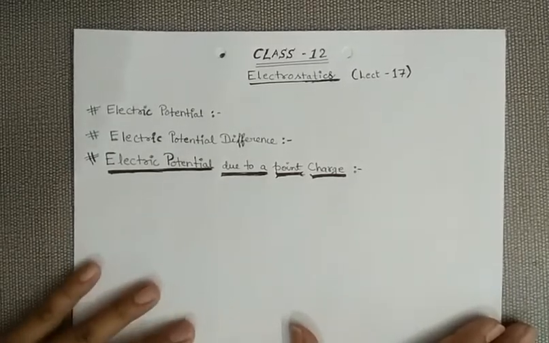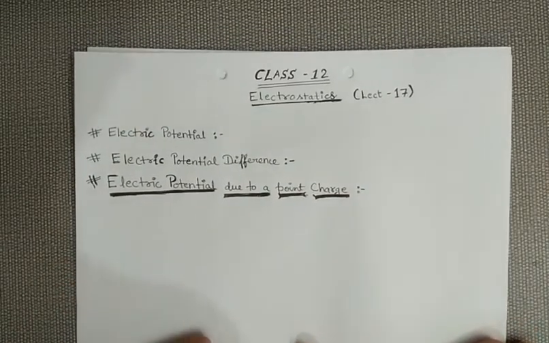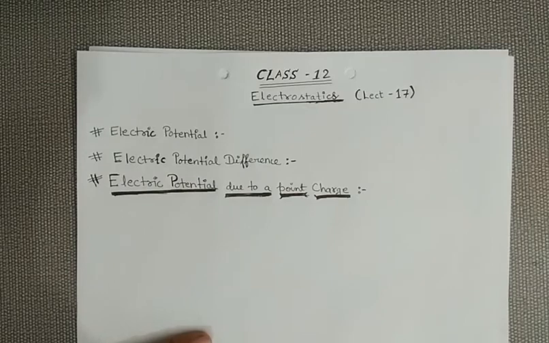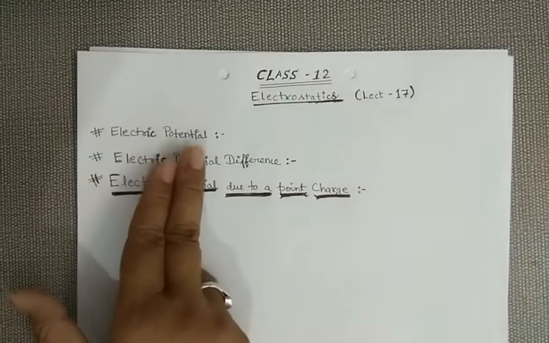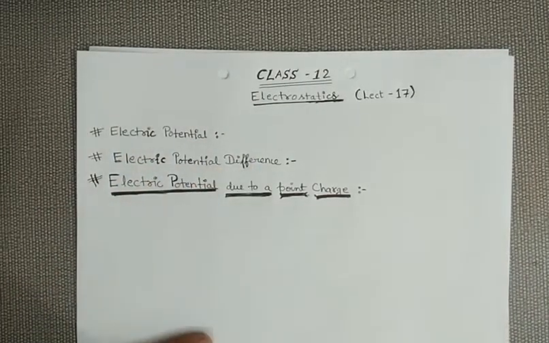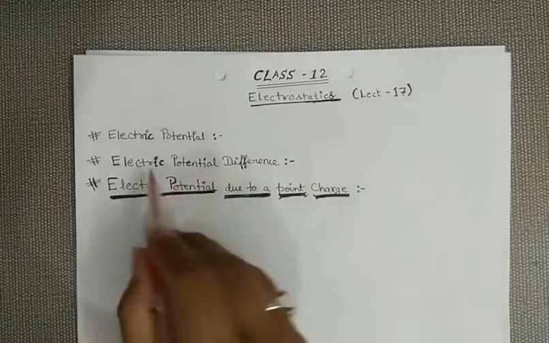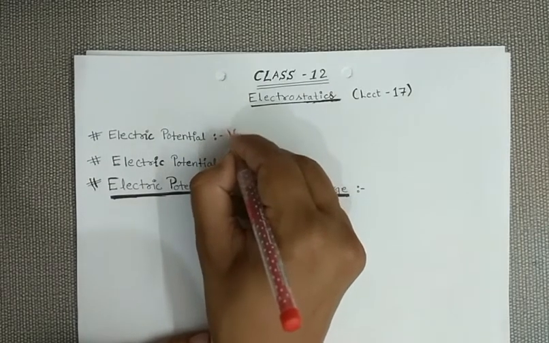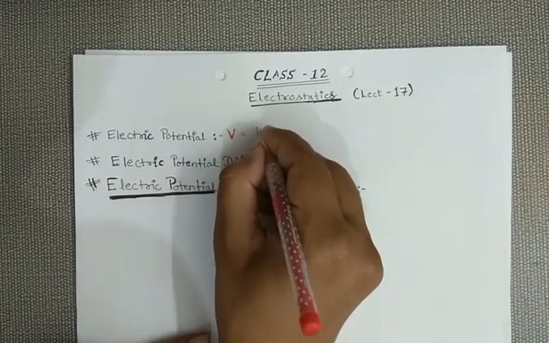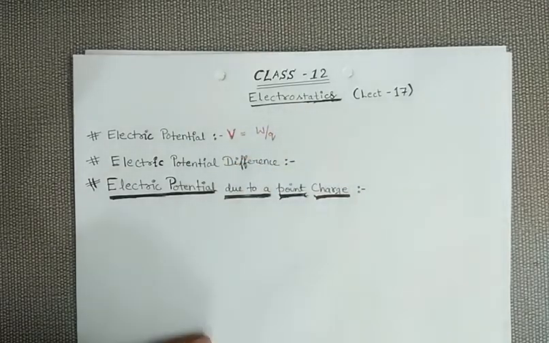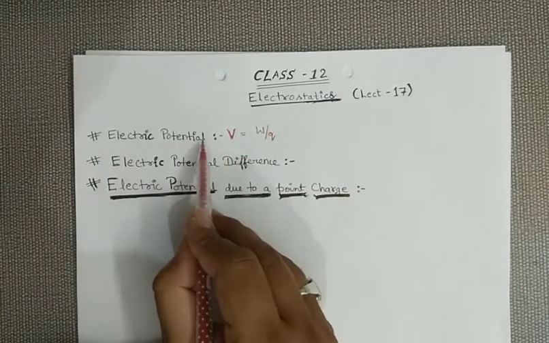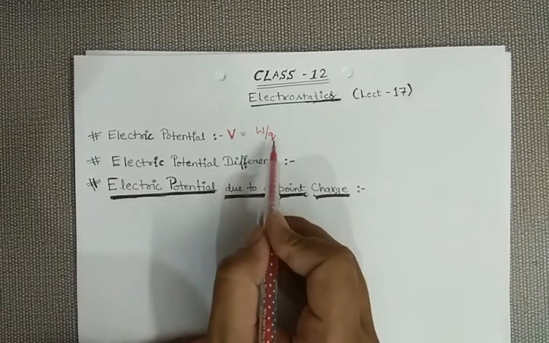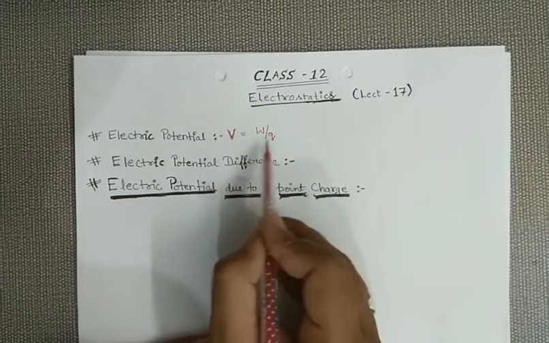So moving forward, this is my 17th lecture on electrostatics, and in my previous lecture we discussed electric potential and electric potential difference. Electric potential, which is represented by V, is defined as work done per unit charge. We define the potential as work done in bringing a unit positive charge inside the field.